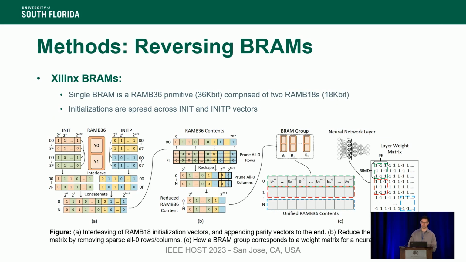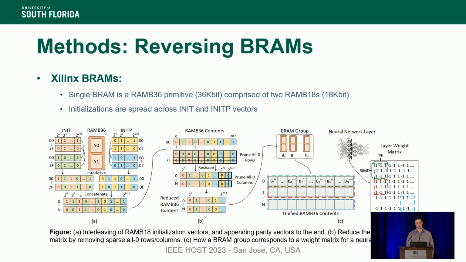So once we've gone through this process and reversed the contents and configuration of every block RAM, we have to actually go from this abstract representation from the bitstream, from the block RAM makeup, to what the actual array is that's stored in the BRAM. So Xilinx BRAMs have 36 kilobit primitives that are comprised of 2 18 kilobit primitives, and the initializations for them are spread across the INIT or initialization vectors and then the parity vectors, parity for error correcting codes. But when you're not using ECC, the parity vectors are used to actually store memory contents.